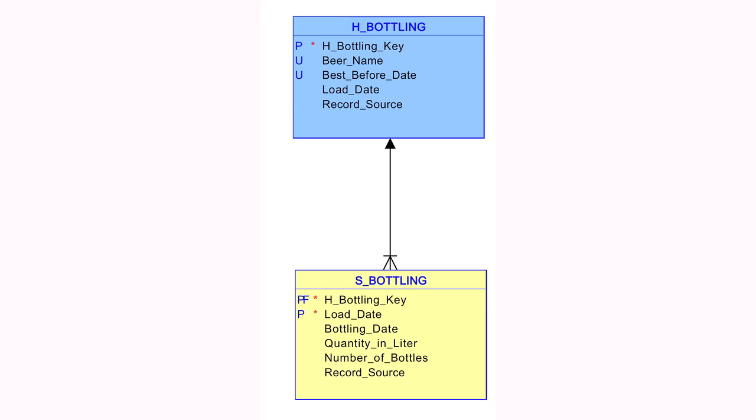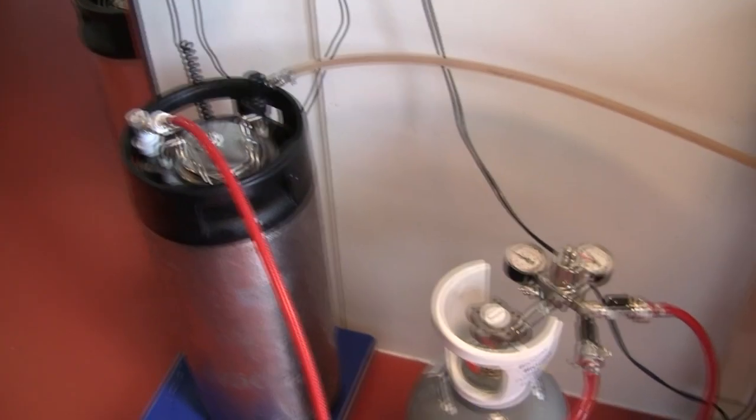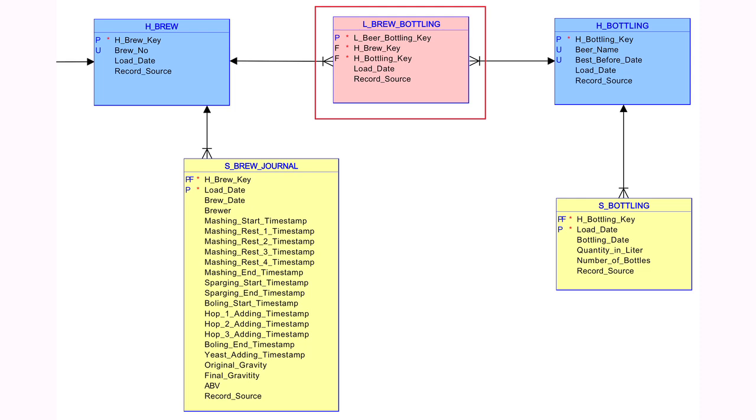Let's extend our Data Vault model again. We create a new hub bottling. The business key is the combination of the beer name and the best before date. Additional information such as the number of bottles is stored in a satellite. Because each bottling is done for a keg of one specific brew batch, we can create a relationship between a brew and a bottling batch. Once again, direct relationships between hubs are not allowed in Data Vault. We always create a link between the hubs.